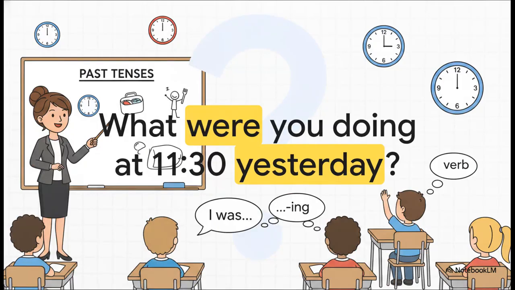So, time for a quick pop quiz. I want you to think about this right now. What were you doing at 11:30 yesterday? Were you working? Were you eating lunch? Try to form that sentence in your head right now using I was plus an ing verb.